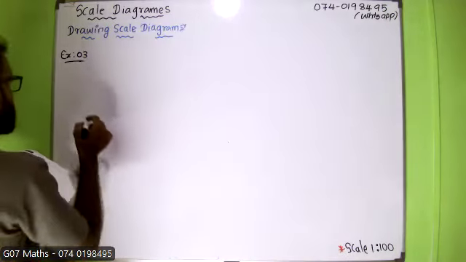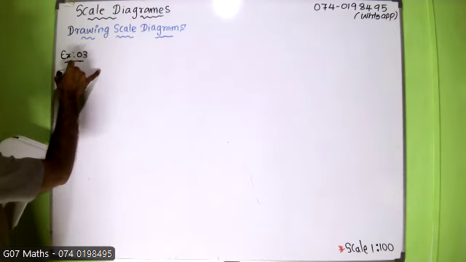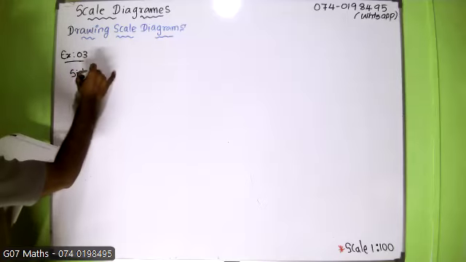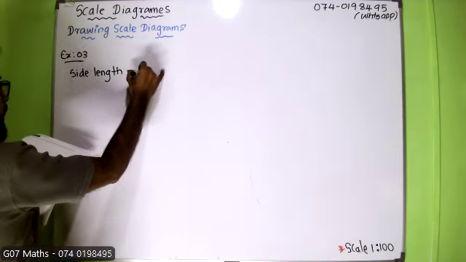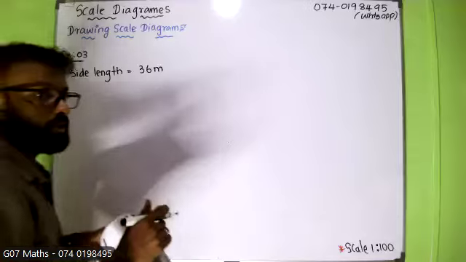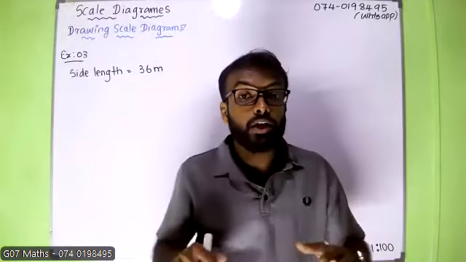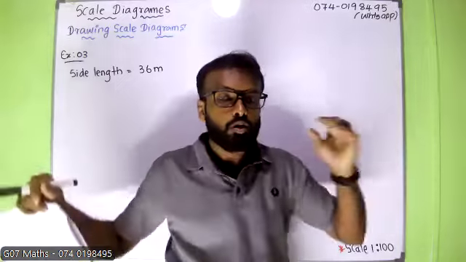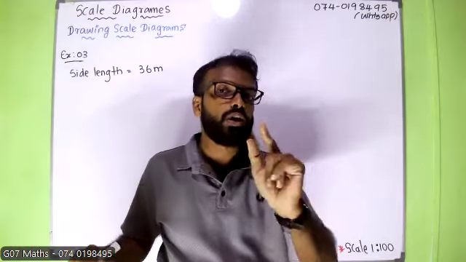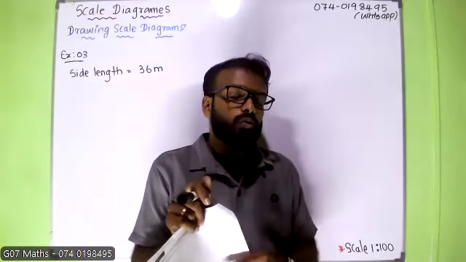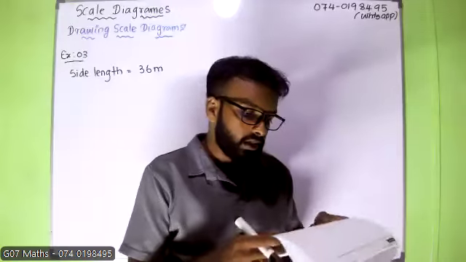So first of all, they have given the side length of an equilateral triangle. Side length equals 36 meters. You cannot draw 36 meters in your book, so that is your actual length. Actual length. So I need to find my scale length. Okay, let's read the rest.